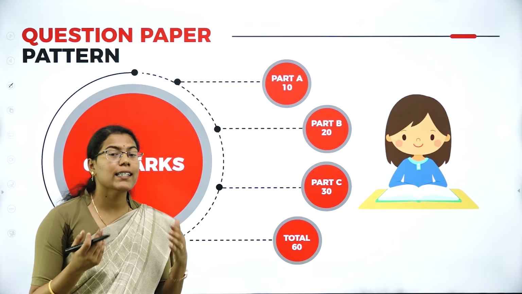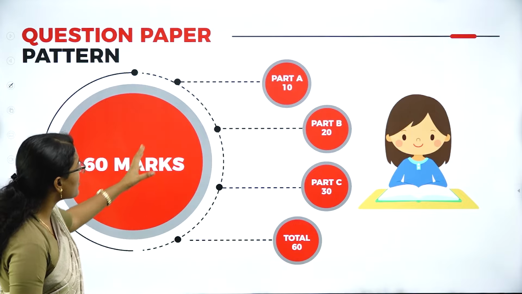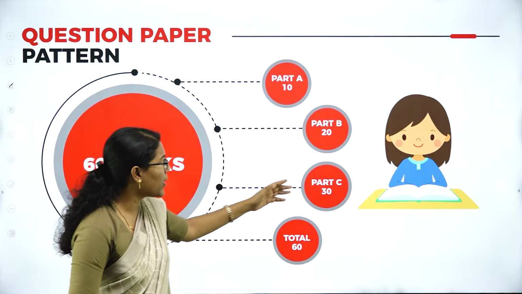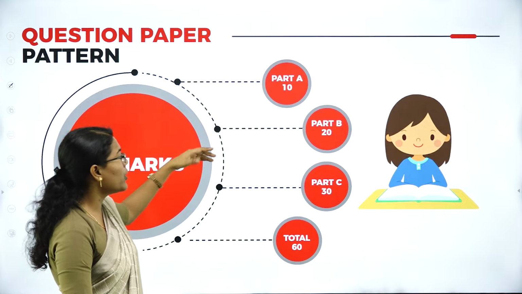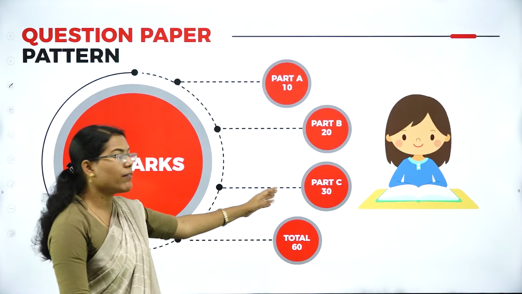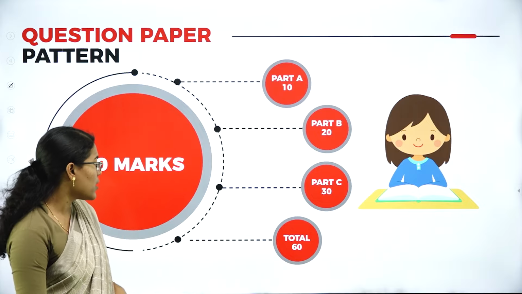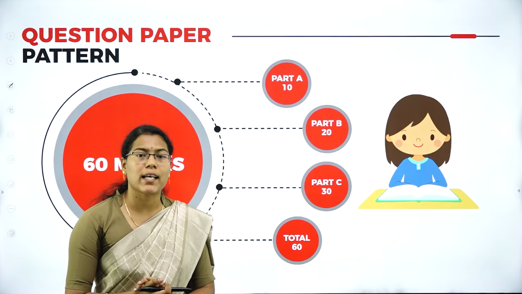Your final semester end exam will be for 60 marks, which consists of part A, part B and part C. Part A is for 10 marks, in part B you'll have questions for 20 marks, and in part C you'll have questions for 30 marks. So in total, the semester end examination is for 60 marks.